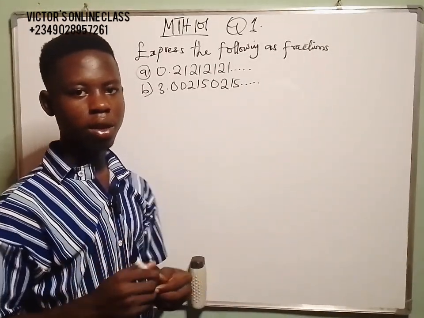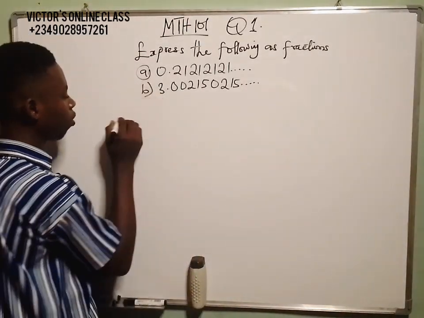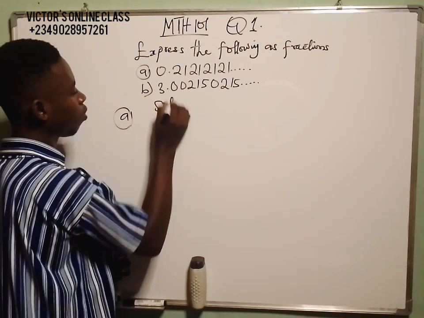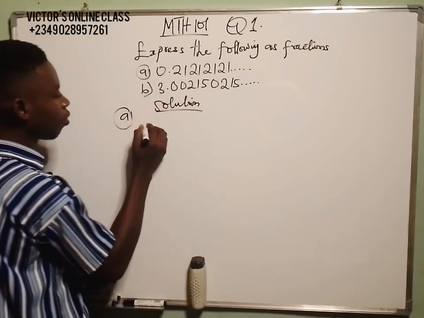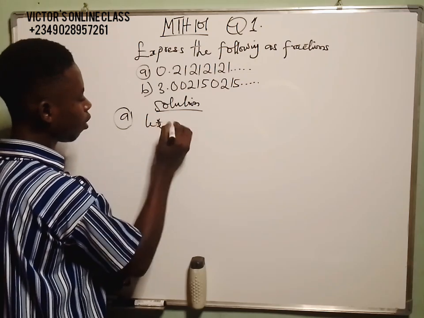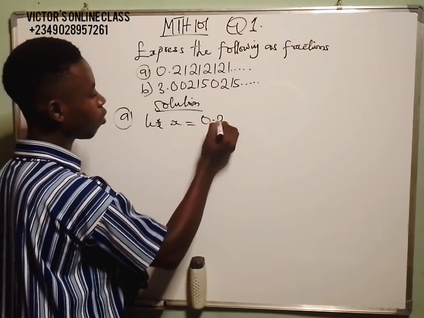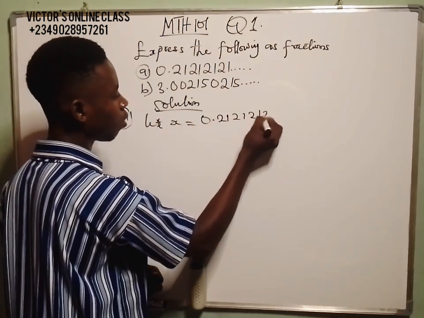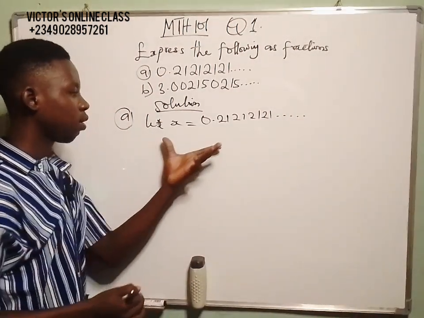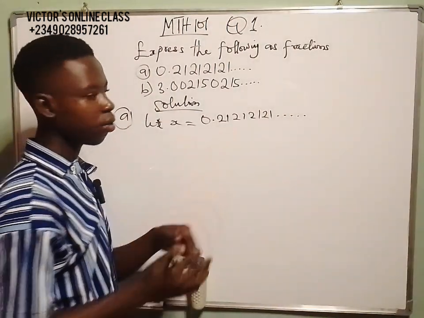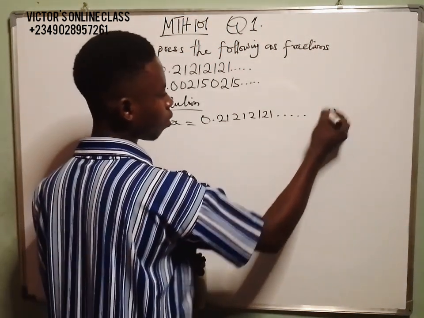Now, the first step you will take here is to solve A, which is our solution. Make the first one, let x be 0.21212121... Now, this is our first expression. Call it your equation 1.